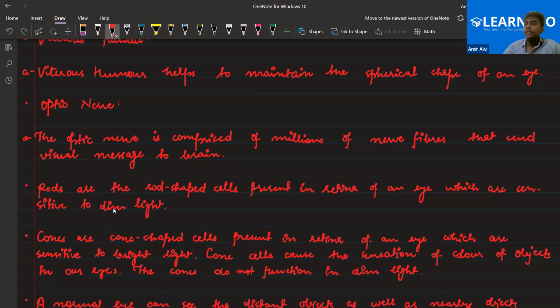So rod-shaped cells basically act only in the dim light. They enhance your vision. They will tell you what is there in the surroundings. They will enhance your vision in the surroundings in dim light.